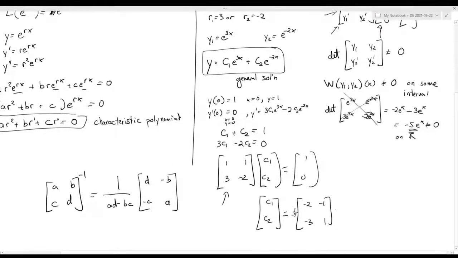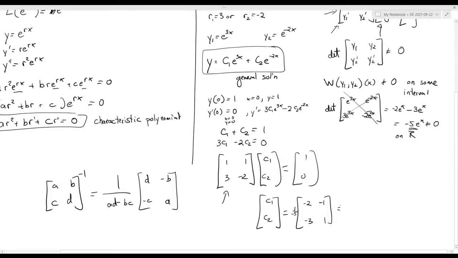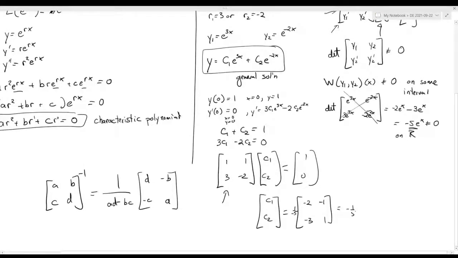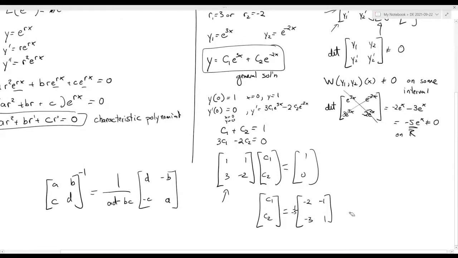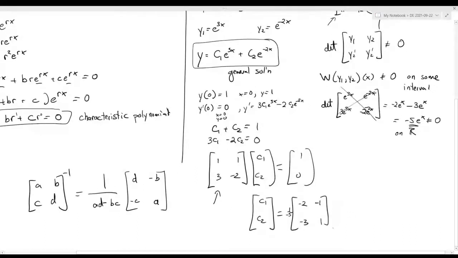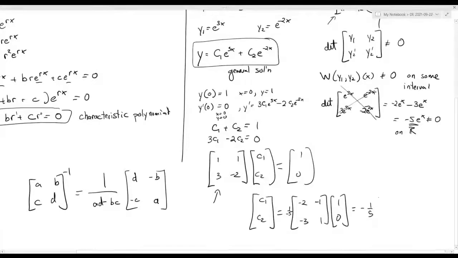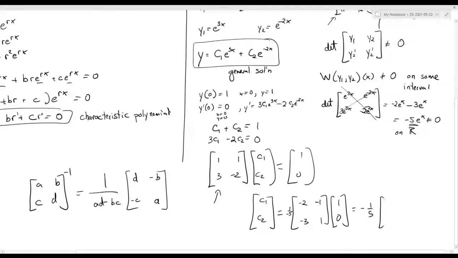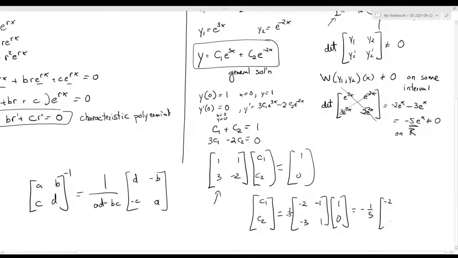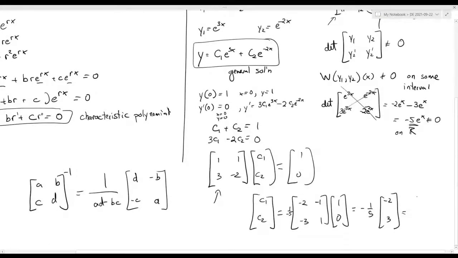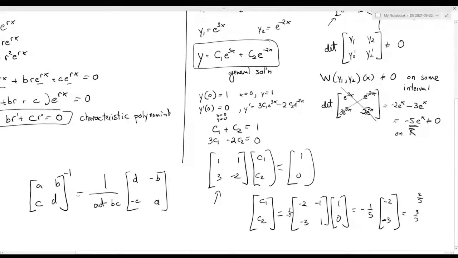I just hate working the kind of high school way, solving these. Times the right-hand side. So what do we get? -2 and -3. So apparently C1 is 2/5, C2 is 3/5.